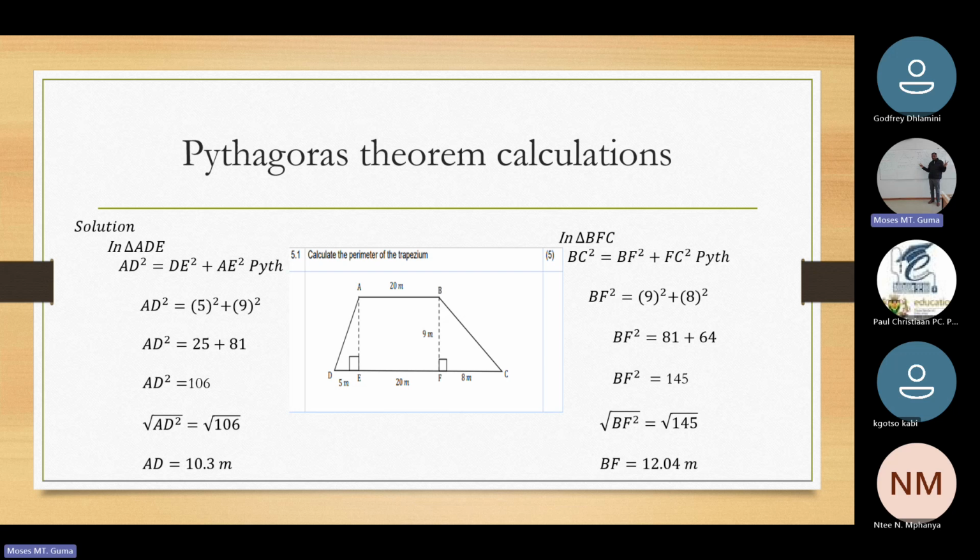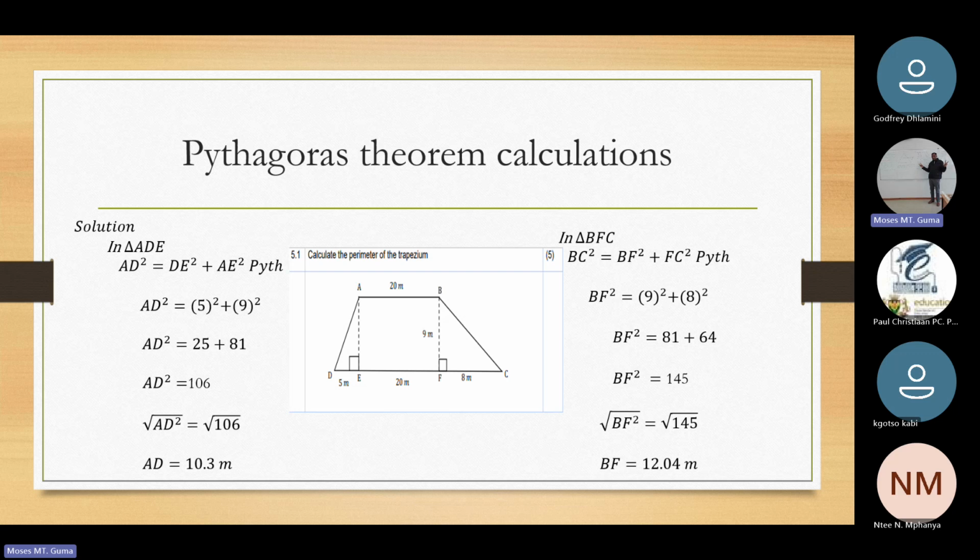We are not looking for AD squared, we are looking for AD. Now, we are going to find the square roots of both sides. Remember, what you do on the left-hand side, you must also do on the right-hand side. The square root of AD squared is AD. The square root of 106 is 10.3. And the SI units were meters. That means that side is 10.3 meters. I hope everyone is happy.